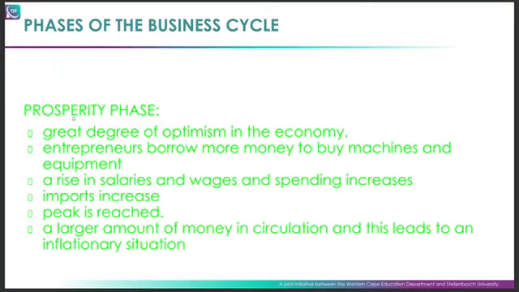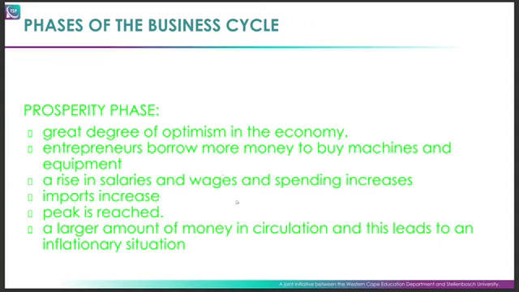So during the prosperity phase, we find that there's a great degree of optimism in the economy. Entrepreneurs borrow more money to buy machines and equipment, because remember, they're expanding their businesses, and they have to expand their businesses because there's been an increase in the production levels, and as a result of that, there is a rise in salaries and wages.